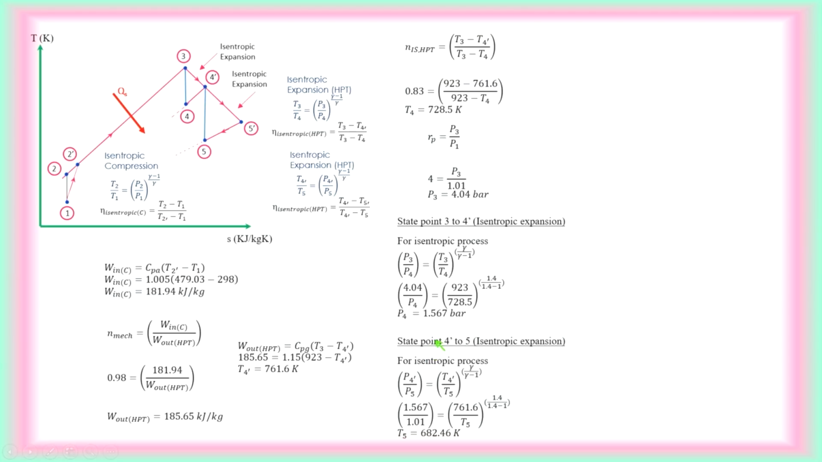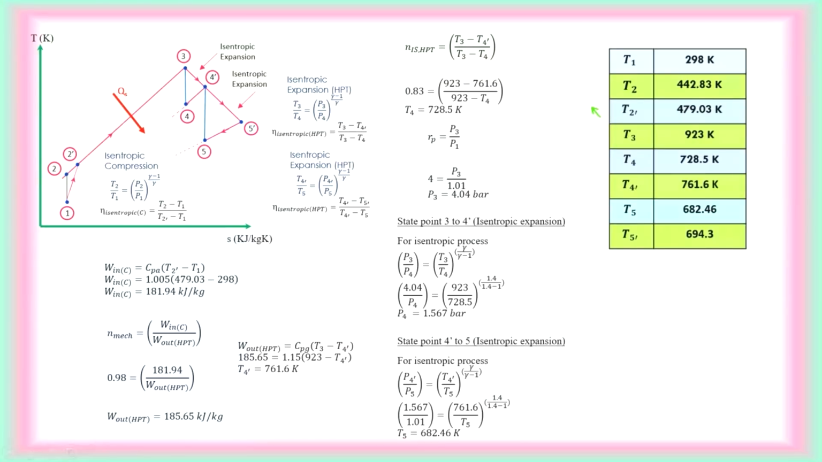Then the next part is take point 4 prime to 5 here. This is isentropic, so you can consider your isentropic relationship again to find out your T5 here. Once you have found your T5, use the isentropic efficiency of the low pressure turbine.